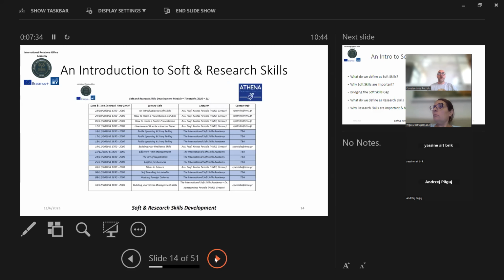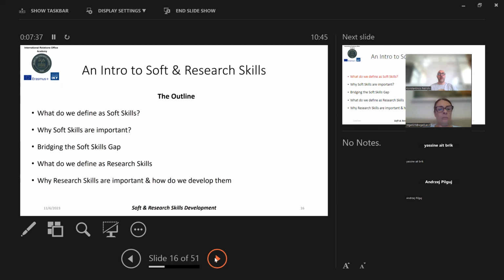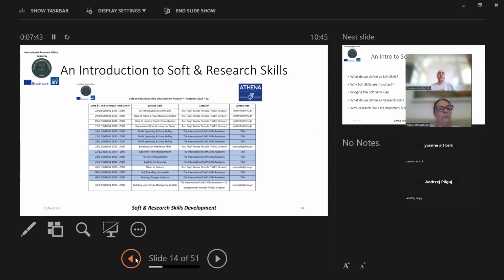strategies. So this is like the course that we are going to do, something that we are going to develop and see through the course. Regarding soft skills, we are going to have lectures in time management, in creative and critical thinking, in problem solving, in cultural intelligence. Regarding research skills, how to write a paper, how to read a paper, how to submit a proposal, how to write an email, and more, how to build our resilience skills, how to do an interview.